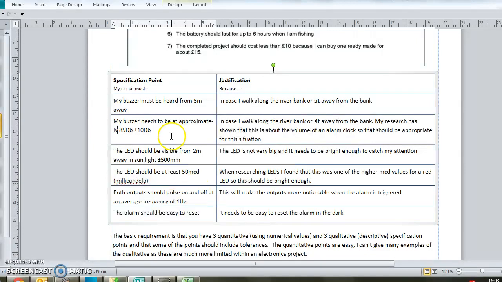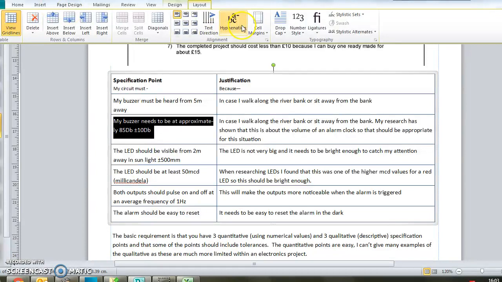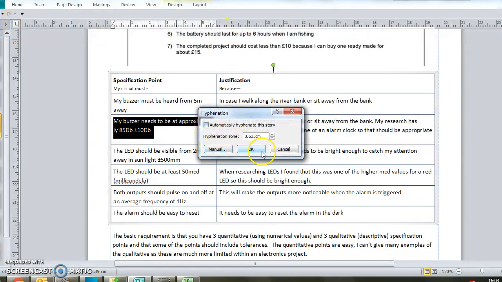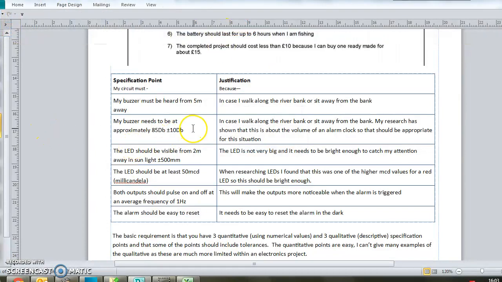Yeah, that'll work better. Ooh, hyphenation, constant hyphenation. Design, layout. Turn that off. There we go. That's better.